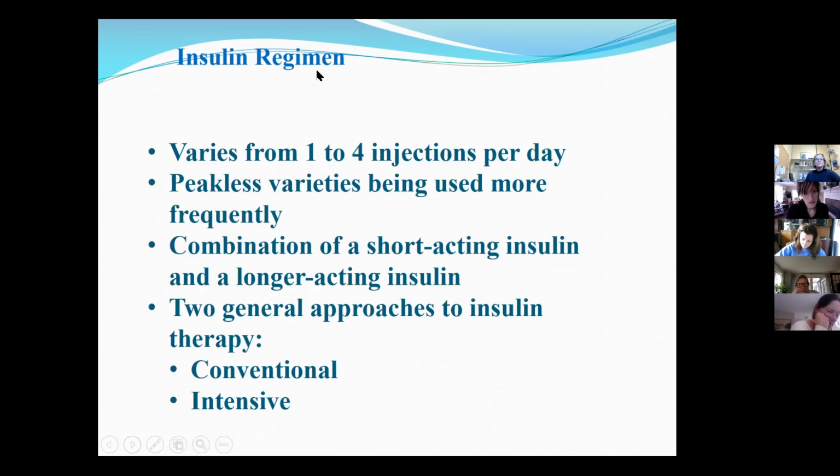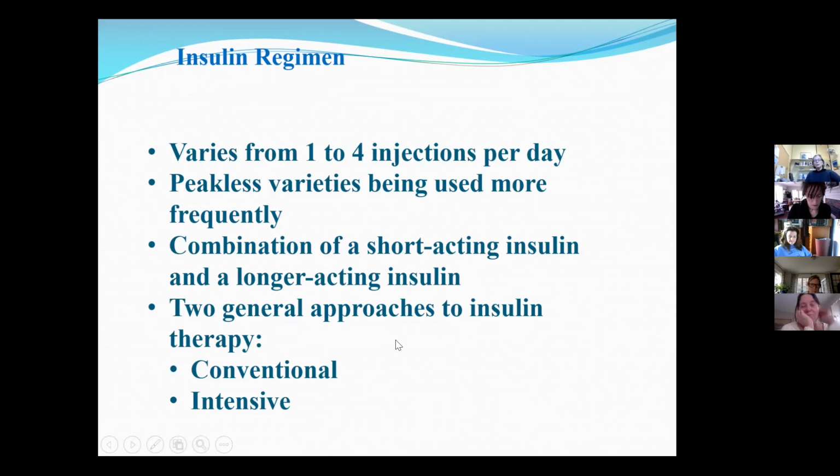Insulin regimes are going to vary from 1 to 4 injections per day. Peakless varieties are being used more frequently. They're a simpler regime for patients to follow at home. So a combination of short-acting insulin and longer-acting insulin might be a type of regime.